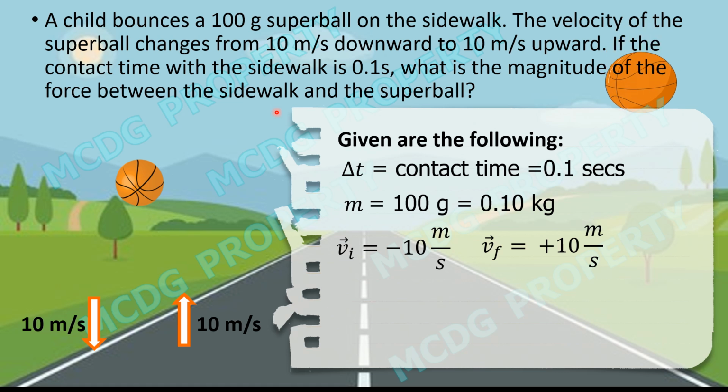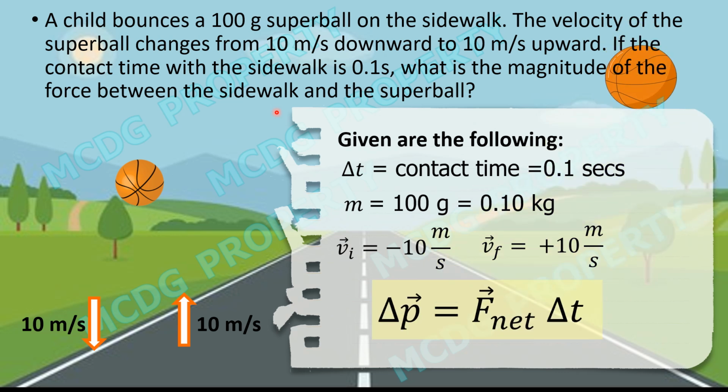So how do we find the magnitude of the force between the sidewalk and the super ball? Based on the given information, we can use the relationship between the change in momentum and the net force, and that is from the impulse momentum theorem. So we have here the change in momentum, delta P, is equal to the net force times the contact time or the elapsed time.